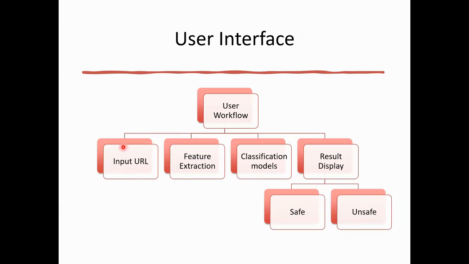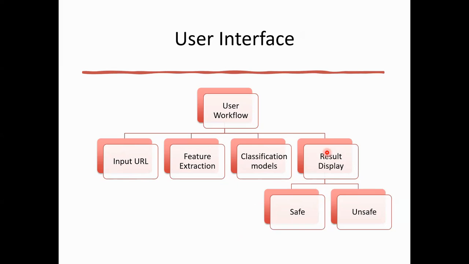On the front end, you give a URL. Behind the scenes, the feature extraction happens and the models classify it. With the help of the models, it will classify the URL as either safe or unsafe. That's how you get a result on the front end.